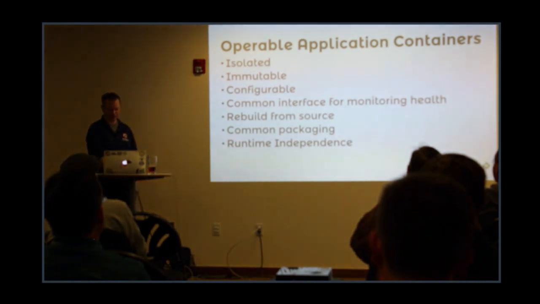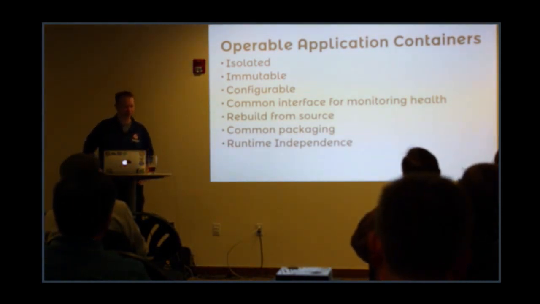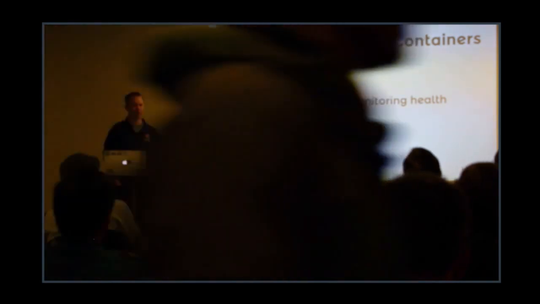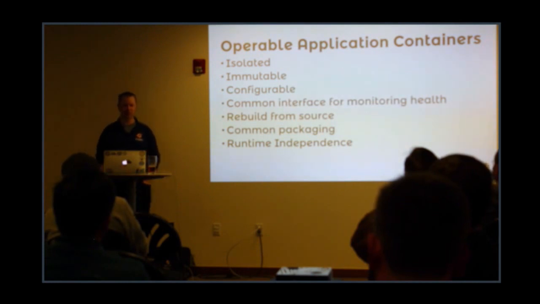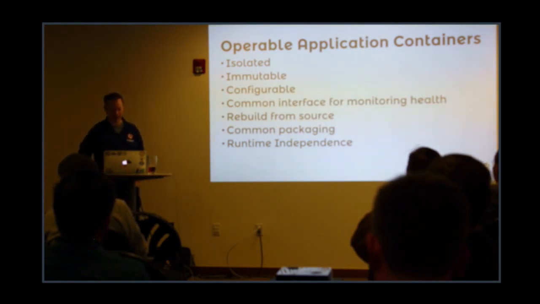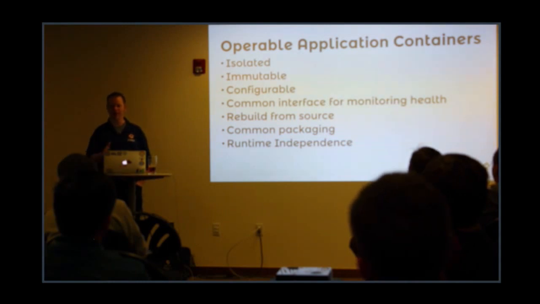So to summarize, we have an isolated immutable package that Habitat has created that's configurable through external methods. We can inject our configuration with environment variables or config files. And we have a supervisor that gives us an API for monitoring the health and the configuration of all the applications that are running in our network.